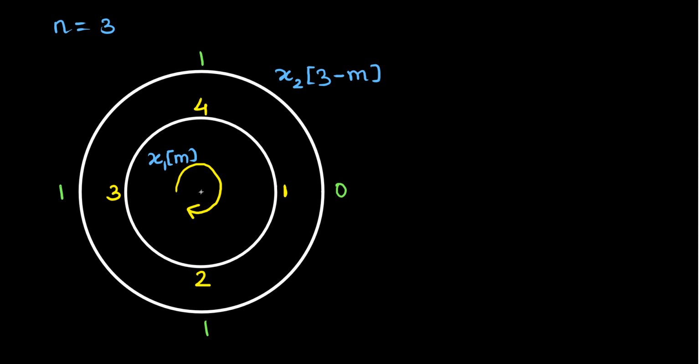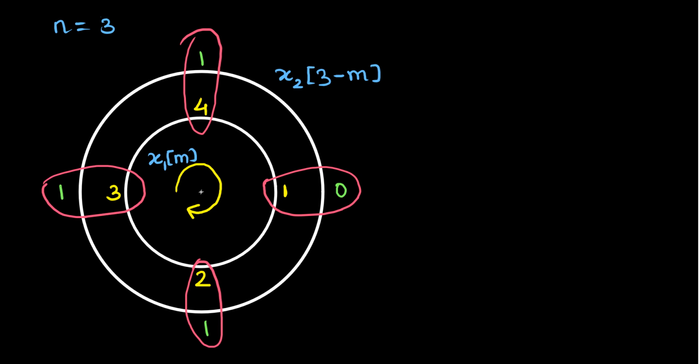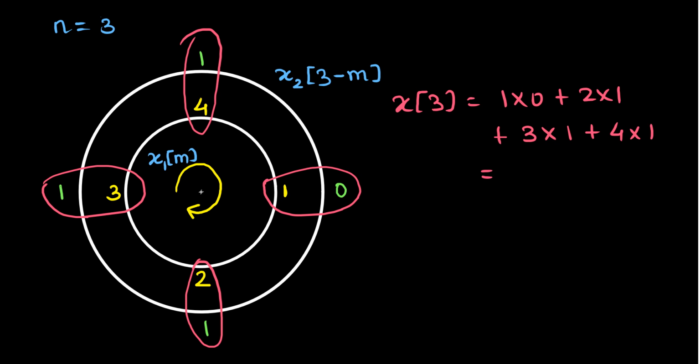So this 0, which was initially here, is now available here, and similarly we have shifted the outer circle in the clockwise direction. Now again we need to combine these elements, or multiply these corresponding elements of x1 of m and x2 of 3 minus m, and add them. So we have x of 3 is equal to 1 into 0 plus 2 into 1 plus 3 into 1 plus 4 into 1, and this is equal to 9.